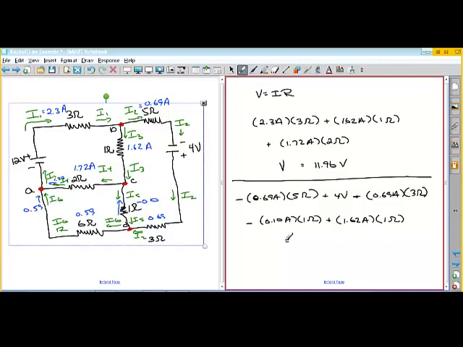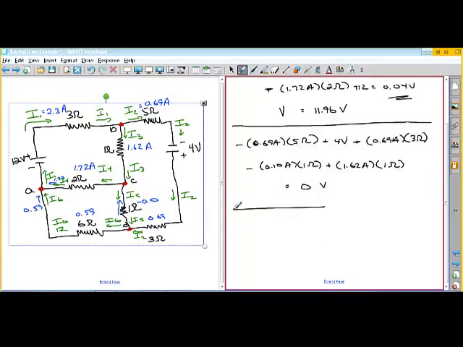So negative 0.69 times 5 plus 4 minus 0.69 times 3 minus 0.1 times 1 plus 1.62 times 1 is 0. So we get exactly 0 volts. Now over here, if I had subtracted, these would have all been negative, and then I would have added the 12 volts, and I would have gotten basically 0.04 volts, which rounds off to 0.